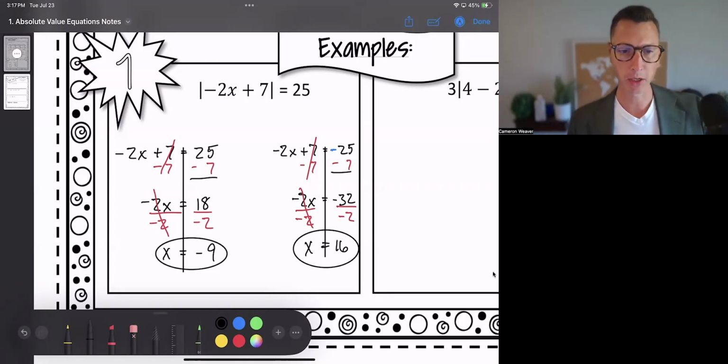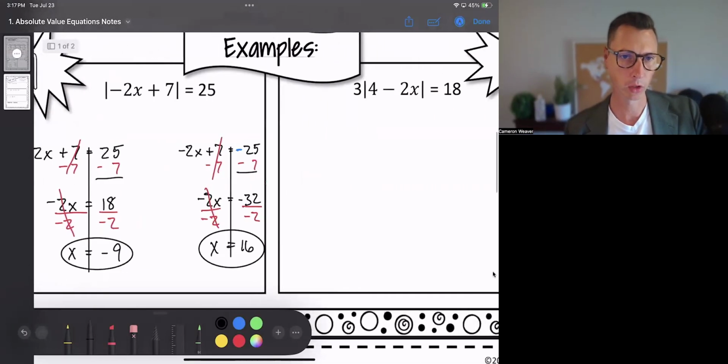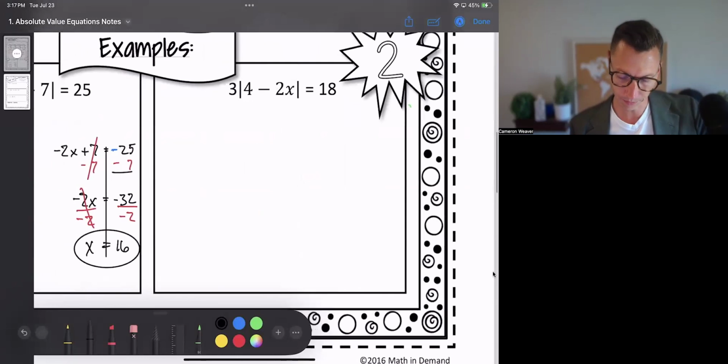All right. So for each one of these, like I said, we're going to have 2 answers. Now let's go ahead and move on to example number 2. Remember, step 1 is to isolate the absolute value bars. These absolute value bars are not isolated. There's a 3 on the outside. Okay. Now, how do we eliminate that 3?